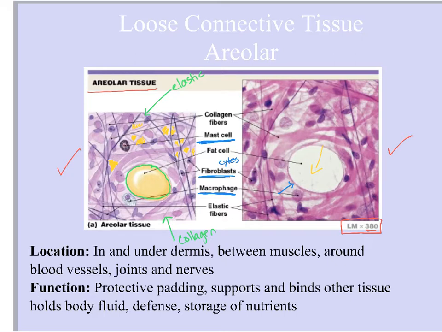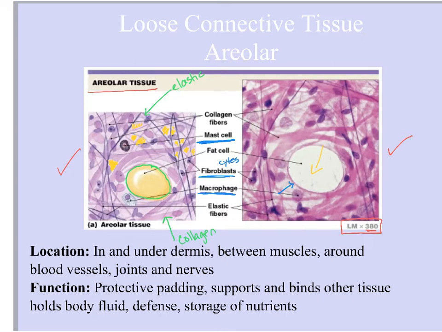Areolar connective tissue is probably the most abundant type of connective tissue in the body. It's very versatile, and you can see why it's versatile. It's got the two different fiber types. It's got many different cells. It's kind of got this average ground substance, so this is what makes it versatile.